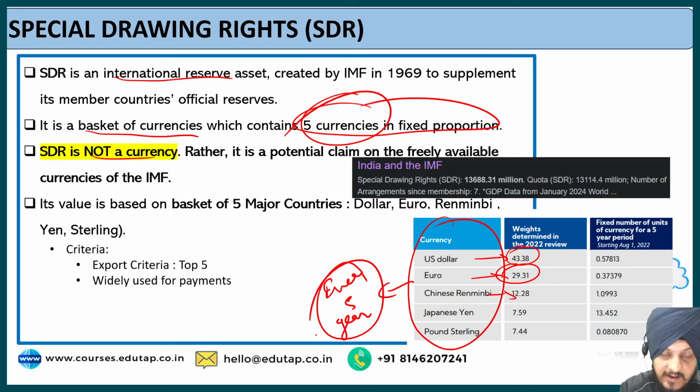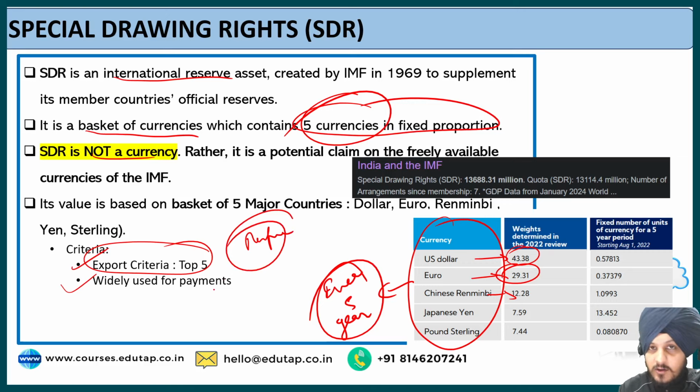The criteria for selecting these currencies is that it should be among the top five exporters and should be widely used for payments. And that is why the rupee is not a part of this, because we are not among the top export nations. We usually struggle to manage our current account deficit. So that is why the rupee is not a part of it. And these five currencies are a part of these special drawing rights. I hope this is clear to you.